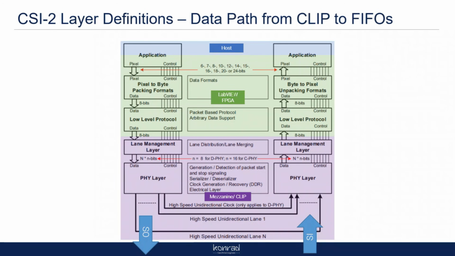To look at the actual CSI2 layer and what happens, all of this stuff that I talked about earlier, the lane management and physical layer, is handled in the CLIP node and I don't need to touch it. The LabVIEW FPGA gives me access to the LLP and some of the pixel and byte packing stuff. And then our host application up top is some sort of UI where the user's either pressing record or doing who knows what, depending on what your application is.